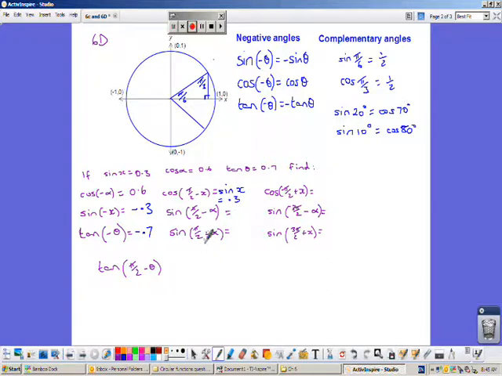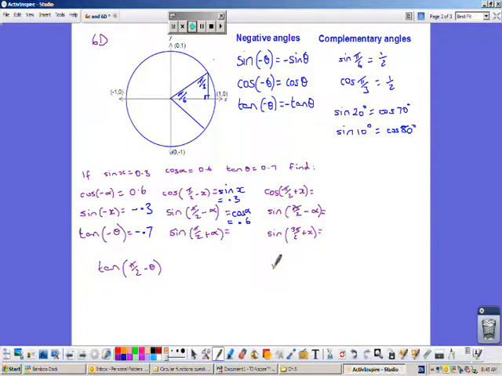And the sine of pi on 2 minus alpha is going to be equal to its complement. So alpha and pi on 2 minus alpha are complementary. Therefore, the sine of pi on 2 minus alpha is going to equal cos of alpha, which we've been told is 0.6.